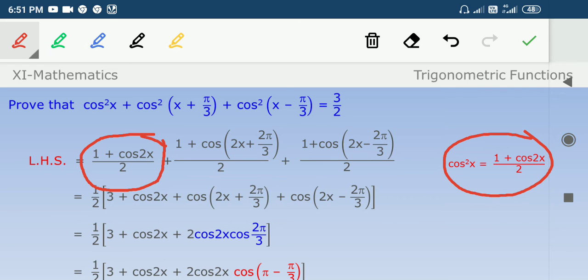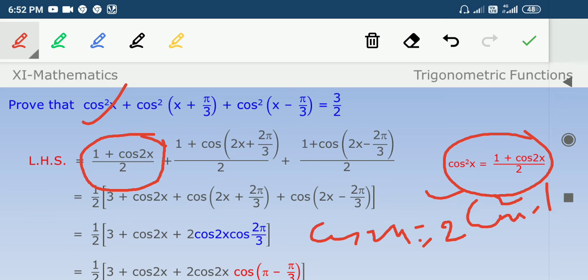For this purpose I would like to remind you what is the value of cos 2x in terms of only cos x. We have studied that cos 2x equals 2 cos square x minus 1. On this basis minus 1 will be transferred here, so 1 plus cos 2x, and 2 will come down, and thus we get cos square x equals 1 plus cos 2x by 2. So in place of cos square x I have written 1 plus cos 2x by 2.